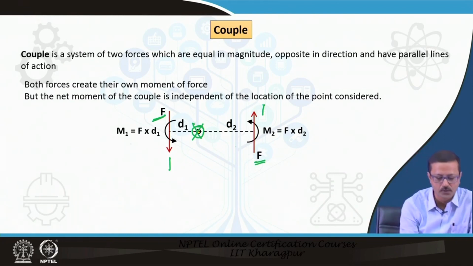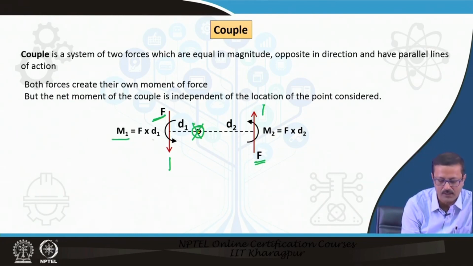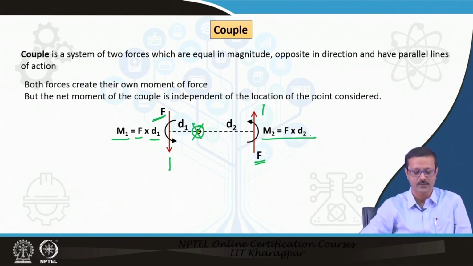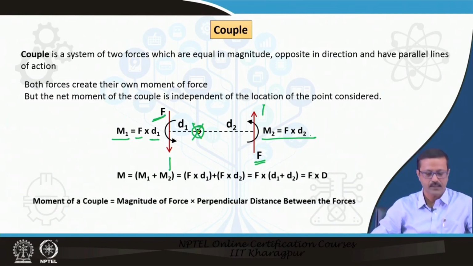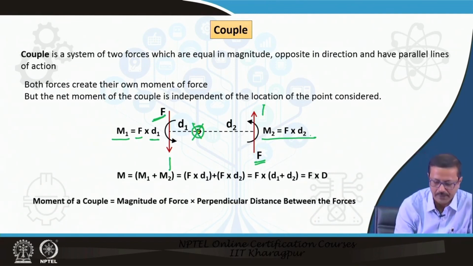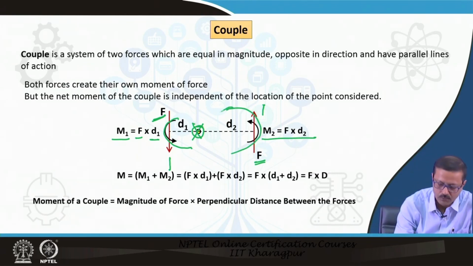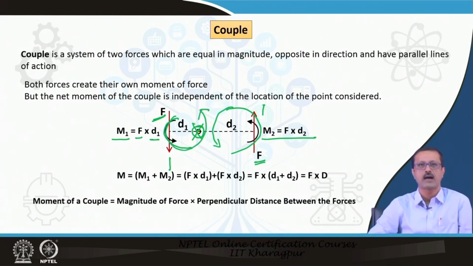So, I have two moments generated: M1 for the left-hand side force, F into d1, and M2, the moment generated due to the second force, the right-hand side force, F into d2. Both moments are in the same direction, anti-clockwise, so we can arithmetically add both of them.